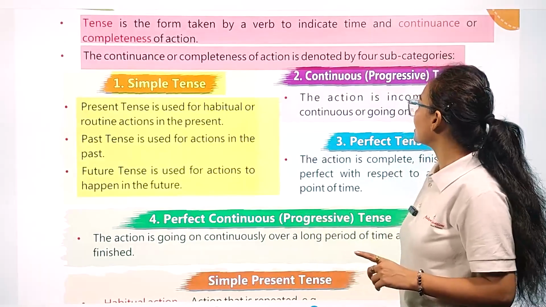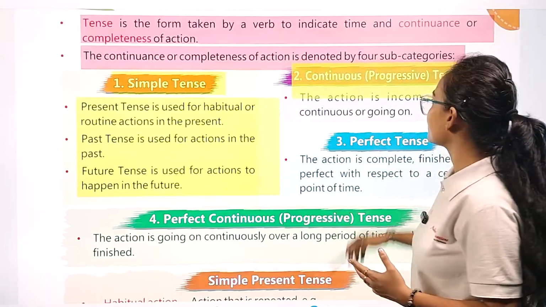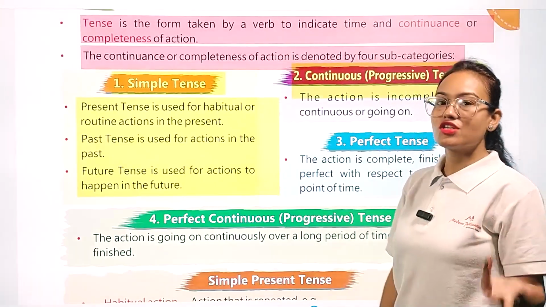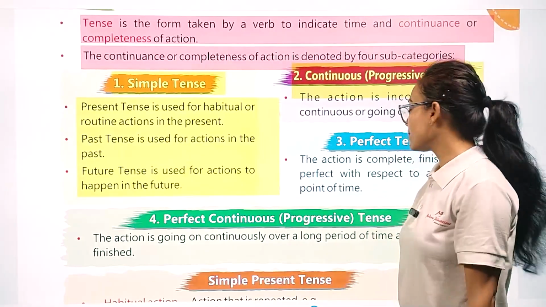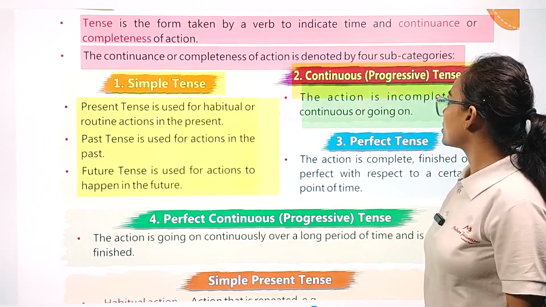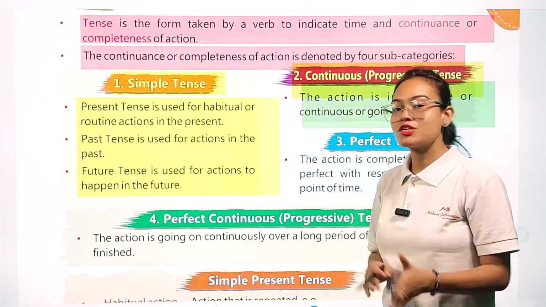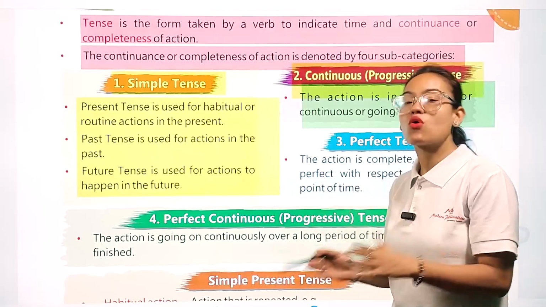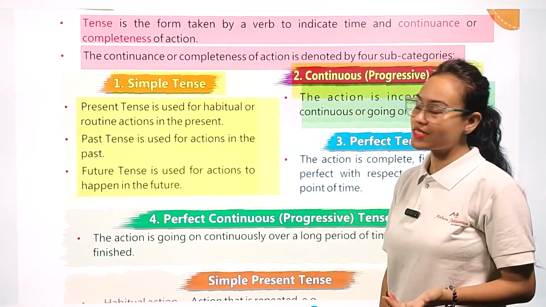Now the next one is continuous, that is progressive tense. What is the meaning of continuous or progressive tense? Continuous means the work which is ongoing continuously. The action is incomplete or continuous or going on. Here, my dear students, the action is not completed, the action is ongoing. That's why they all come under the category of continuous or progressive tense.